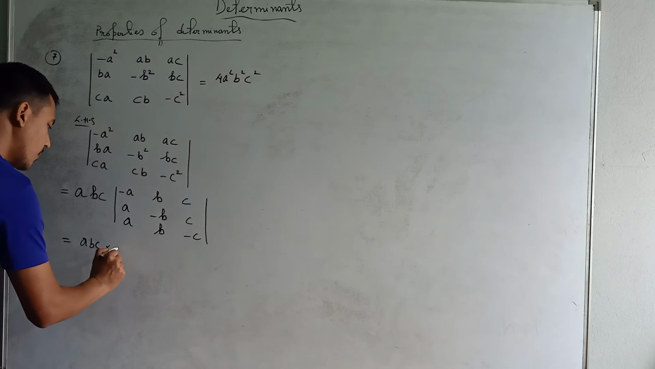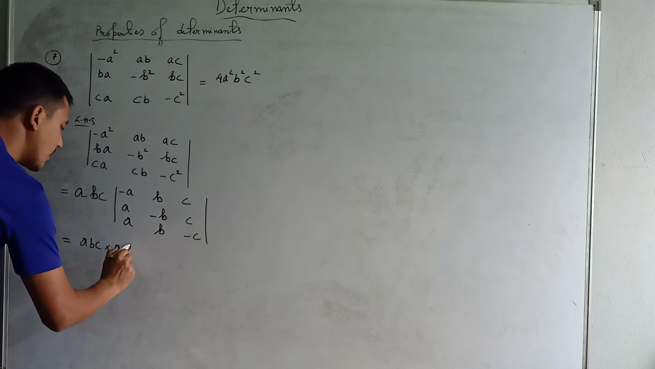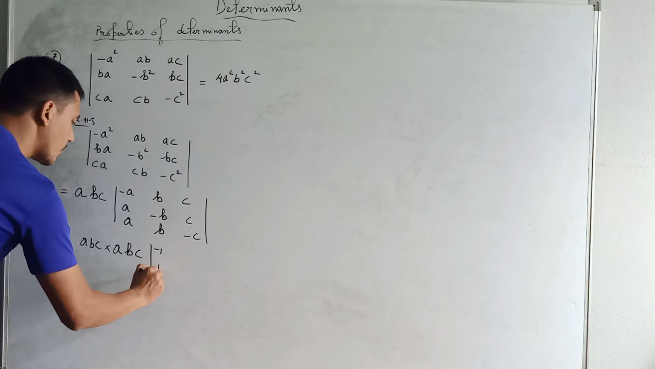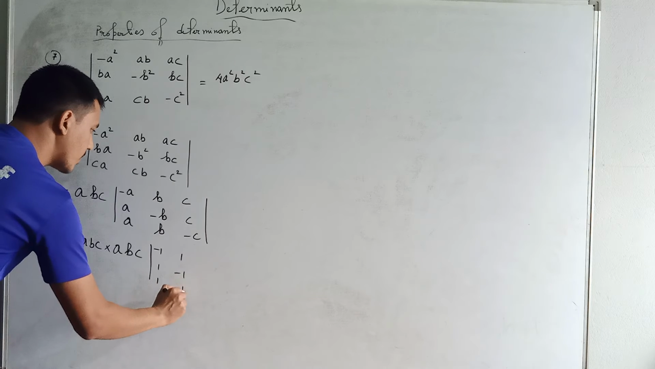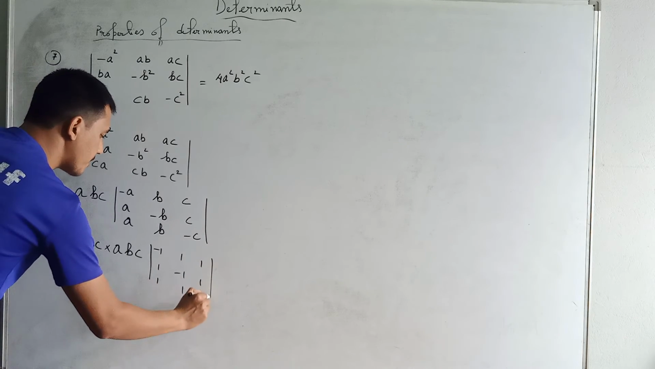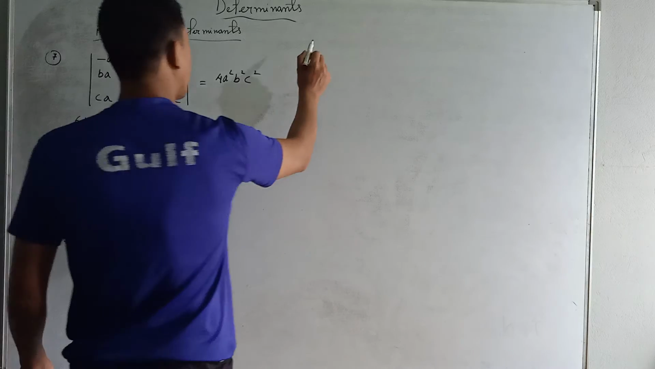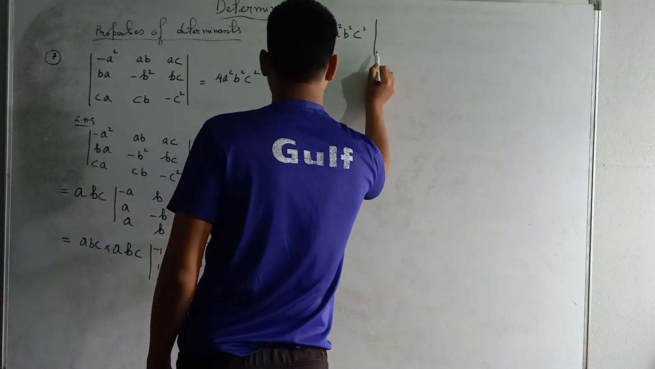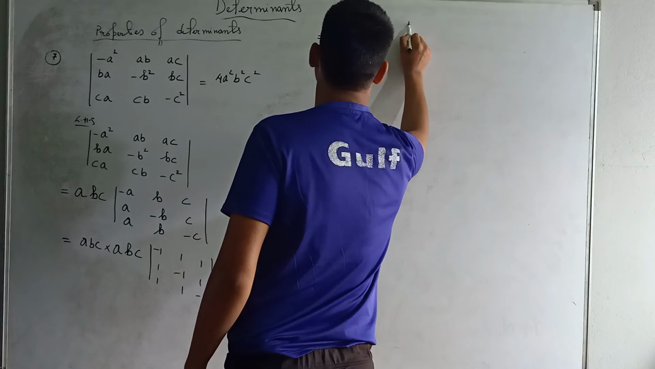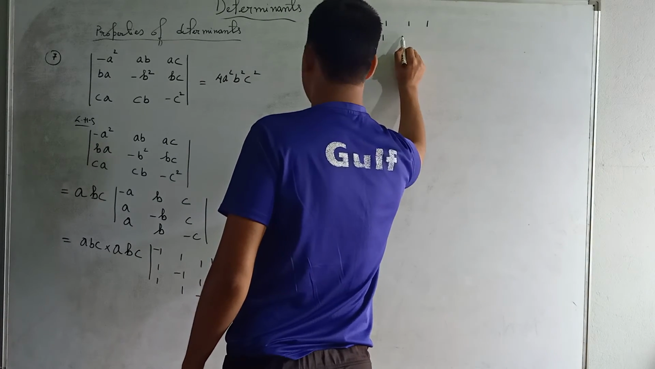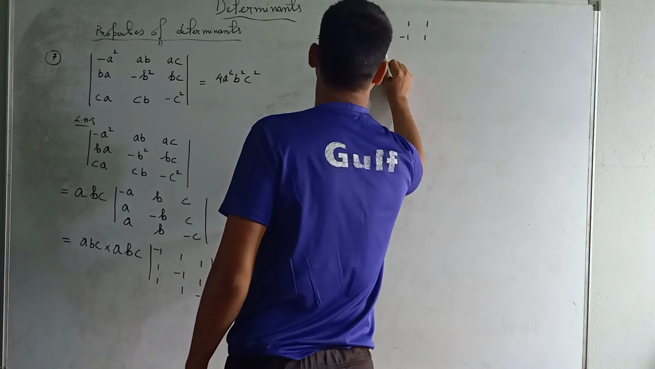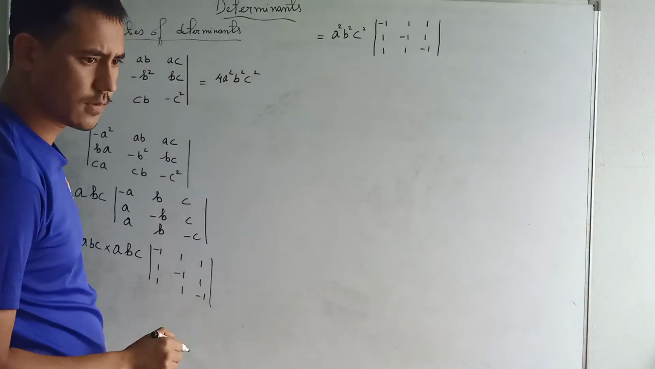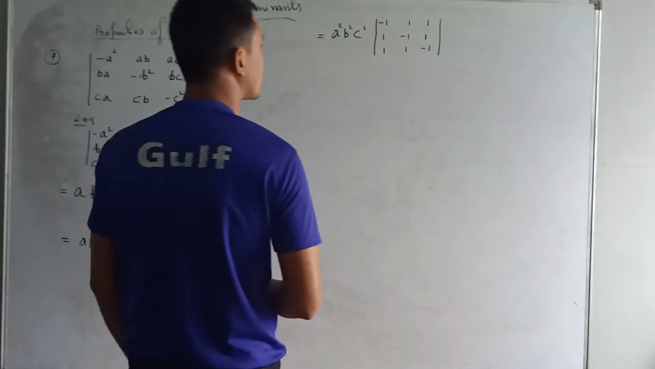Again, from the first column we have a common, second column b common, third column c common. Then what we get is minus 1, 1, 1; 1, minus 1, 1; 1, 1, minus 1, times a square, b square, c square, and the determinant becomes minus 1, 1, 1; 1, minus 1, 1; 1, 1, minus 1. I can make as many zeros as possible.